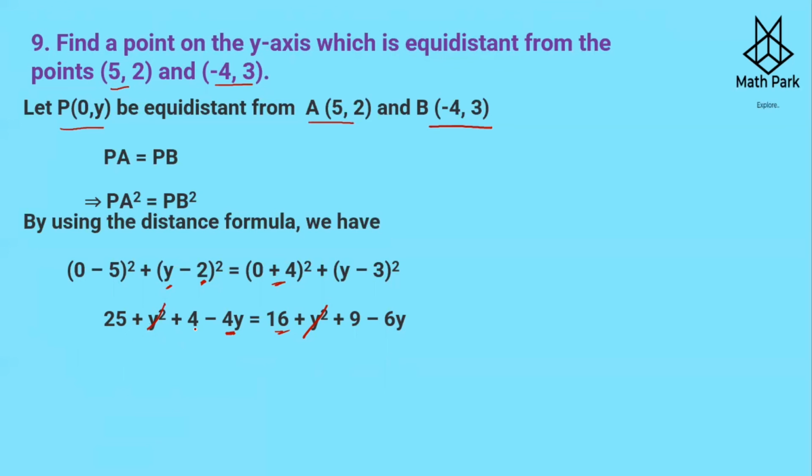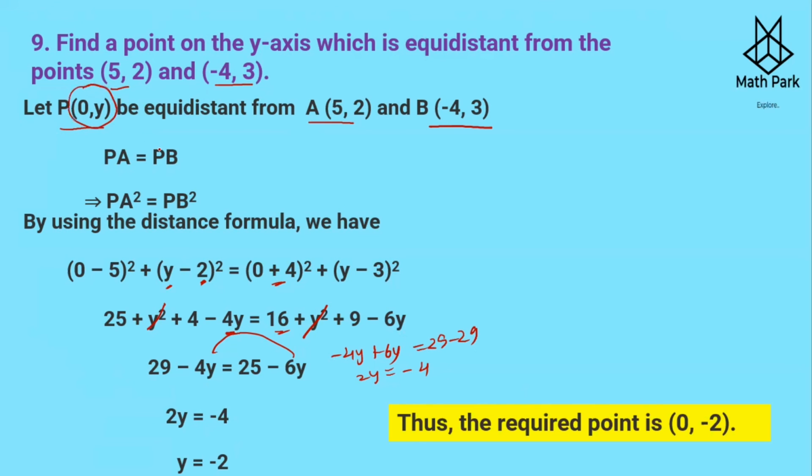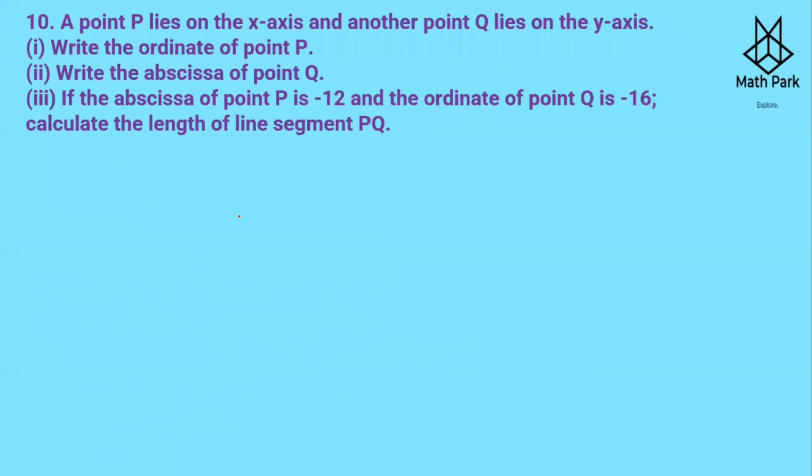So we have 25 plus 4 is 29, and minus 4y. On the other side, 16 plus 9 is 25. So we have minus 4y plus 6y, when we shift 6y over here, is equal to 25 minus 29. So we get 2y is equal to minus 4, or y is equal to minus 4 by 2, which is minus 2. So the required point is 0, minus 2. We are putting in place of y minus 2. Got it? Question number 10.